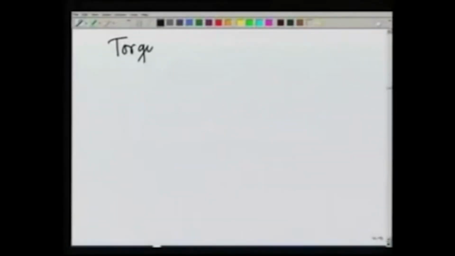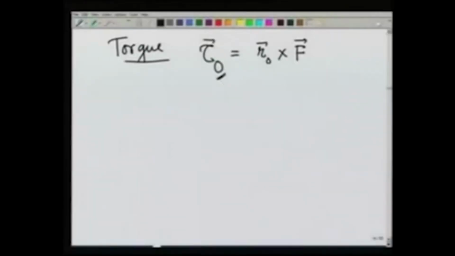So, let us write now torque tau from the origin O is going to be given as r measured from O cross F. r_O measures the point at which the force is being applied compared to the origin or the point at which the body is being held. But naturally, when you define torque like this, it is an origin dependent quantity.